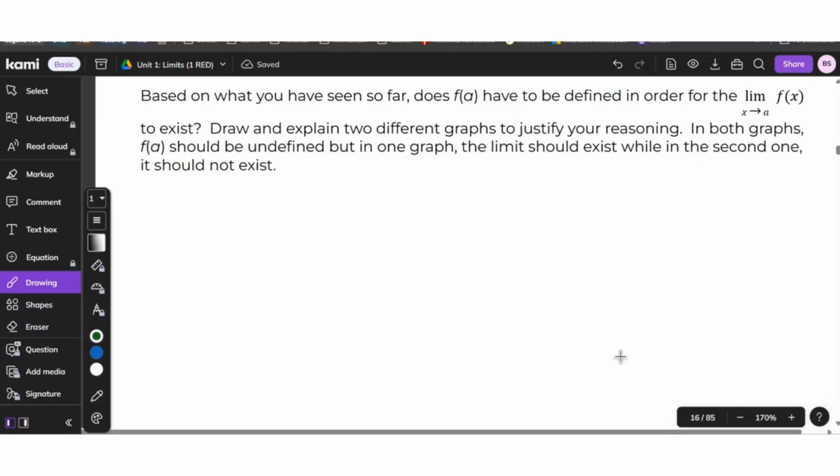Indeterminate. Undefined means you're dividing by 0. Indeterminate means there's multiple answers. So both will be correct. 0/0 is indeterminate.